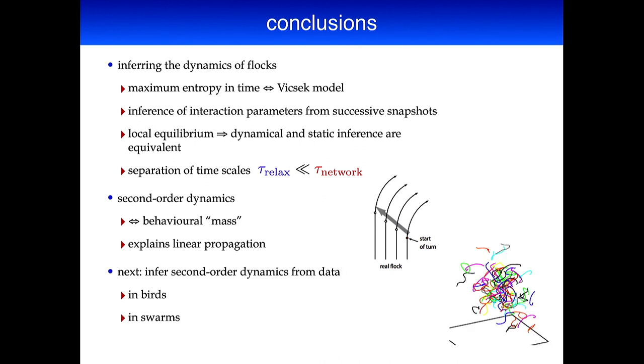So what we need to do next is to do this kind of inference both in birds but also in swarms, because as Andrea showed yesterday, there's also evidence for this kind of second order dynamics in swarms.